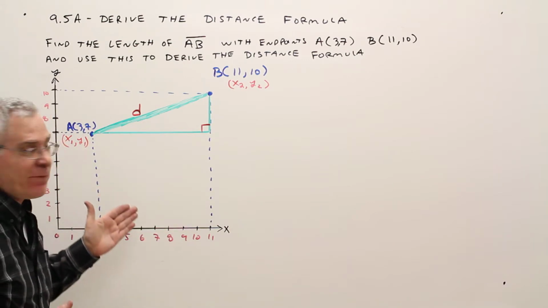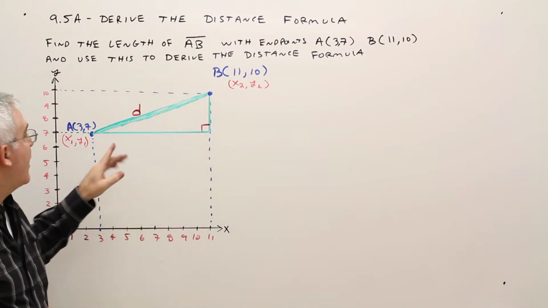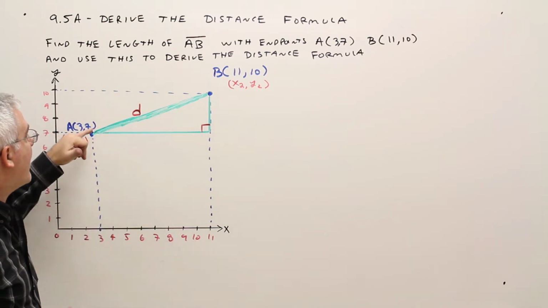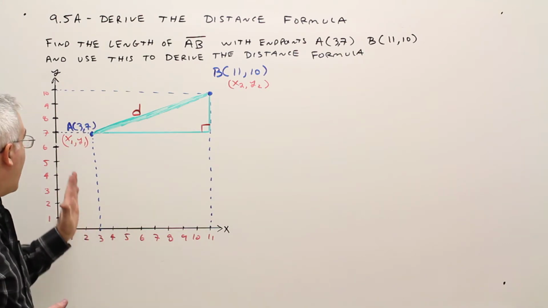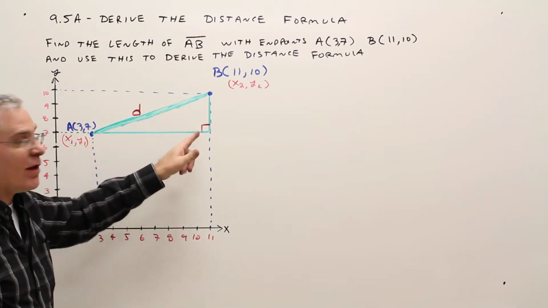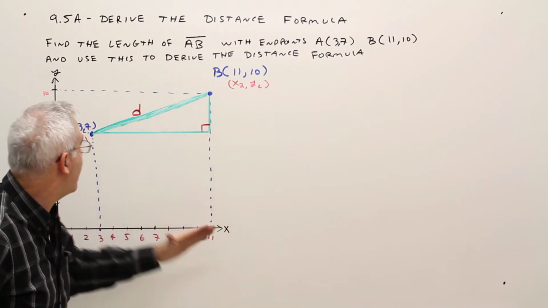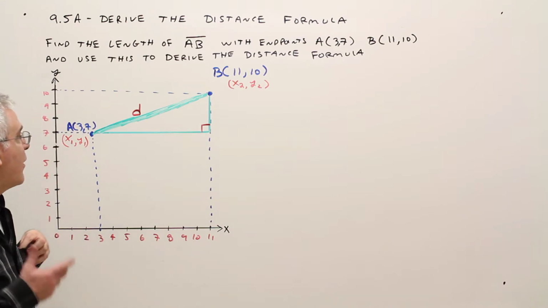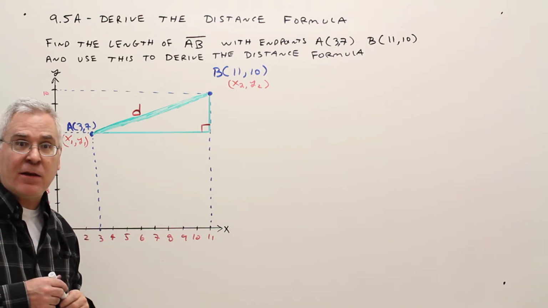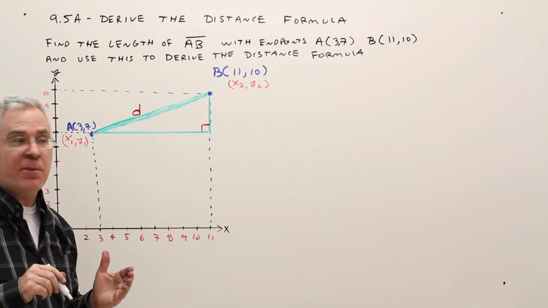Alright, so I've taken the liberty of already plotting points A and B and drawing the segment between them, and that's the distance we want to find. All I did was construct a right triangle, basically using this and this as my dimensions. Okay? So let's try to find the distance by the easiest way, the Pythagorean theorem.